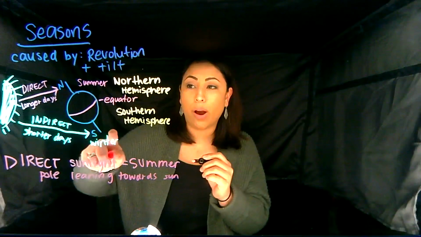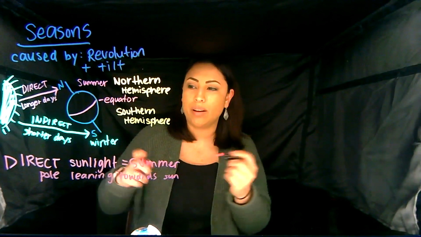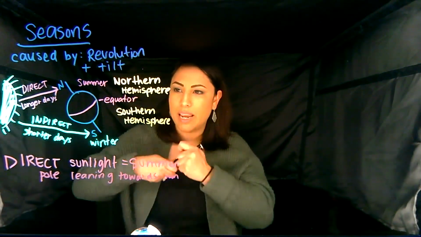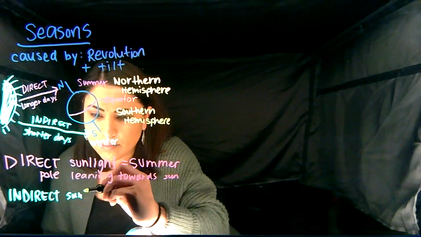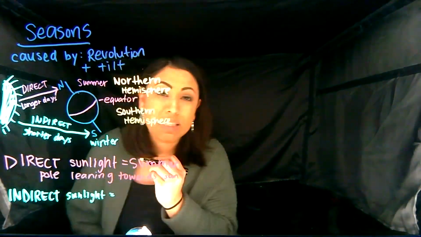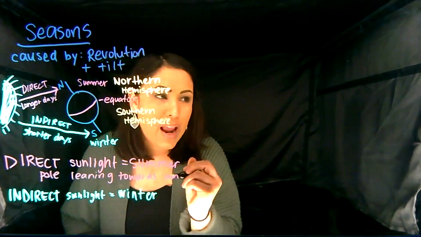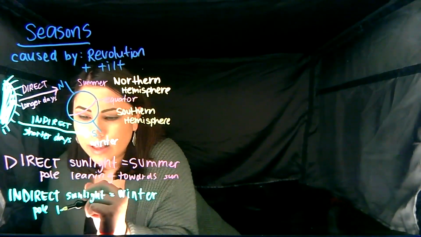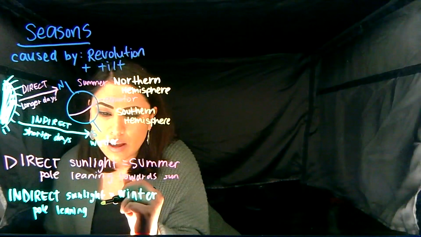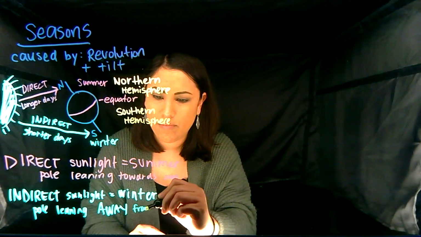So if it was the other way around and our south pole was leaning towards the sun, they would be getting direct sunlight and they would be experiencing summer. And now the opposite, indirect sunlight, what season is that going to be? Very good. This is going to be winter. And what does that mean about our pole? The pole leaning away from the sun.